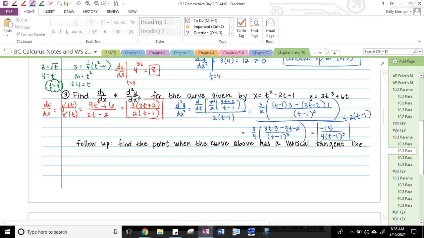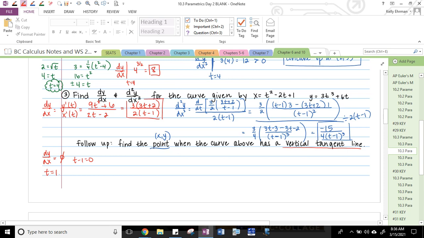All right, and then follow up with that. Find the point, the xy point is always what that means, when the curve has a vertical tangent line. When will the curve have a vertical tangent line? Well, that's when we're dealing with the first derivative, when the first derivative is undefined. So when dy/dx is undefined, that happens when the denominator, t minus 1, equals 0. I got right to it, didn't I? So when t equals 1, find the point where that happens.